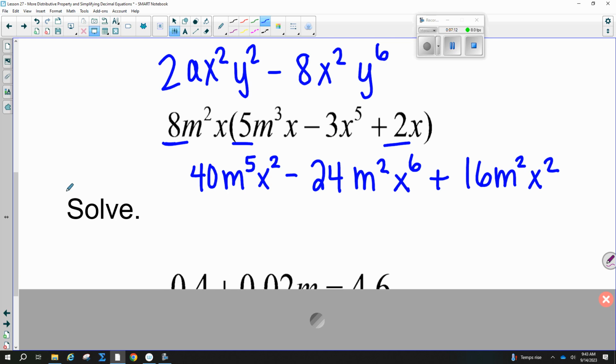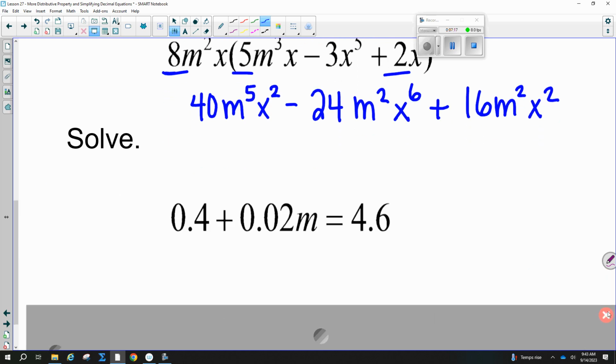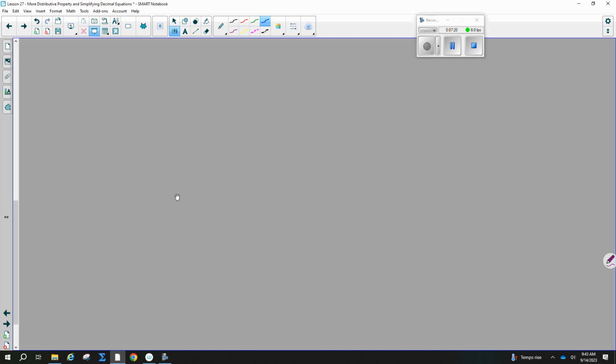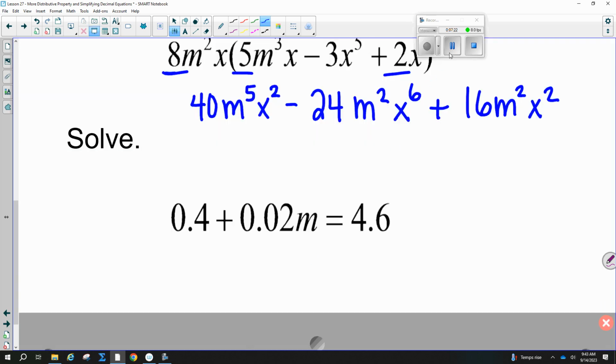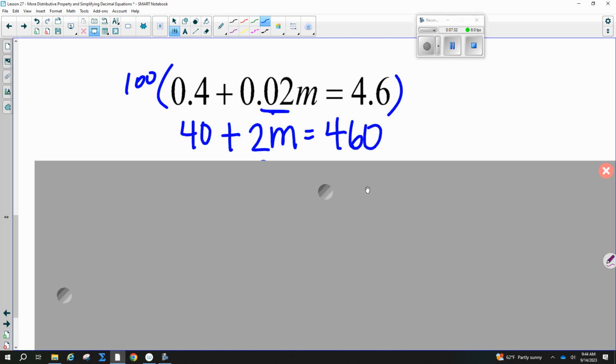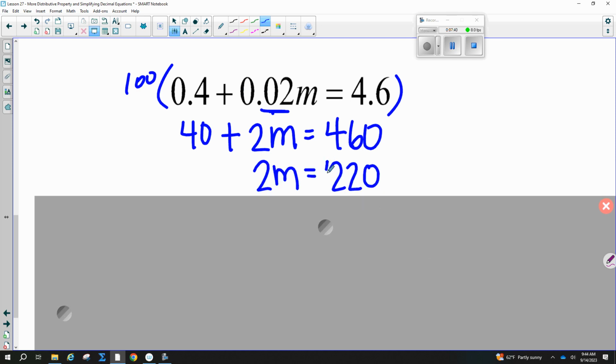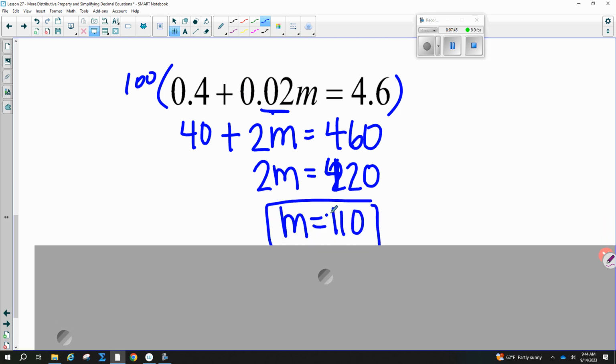All right, go ahead and pause to try this decimal one. Oh, we've got 2 more. All right. All right, so first you want to multiply everything by 100. Okay, we need 2 spaces at the most, so we got to multiply everything by 100. So you should get 40 plus 2m equals 460. Then subtract 40 from both sides. Oh, you guys, I messed up. Subtract 40, so this should be 420. And divide by 2, so we should get 210 for your answer.